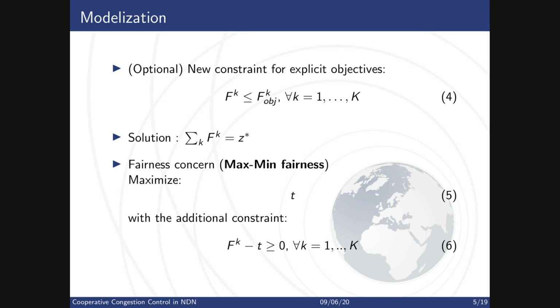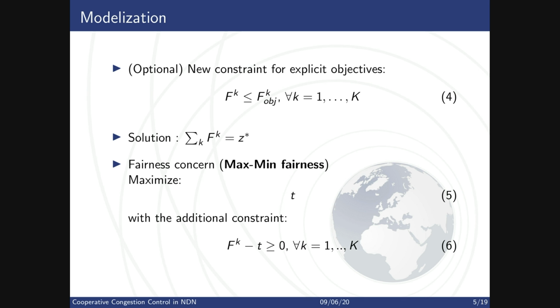We add a new constraint to the multi-commodity flow problem because we suppose our users specify explicitly the objectives they target. As a consequence, our solution will not give more than the user wants. This is modelized by equation 4. We solve this optimization problem and we find the solution as Z star, which represents the maximum use of the network.